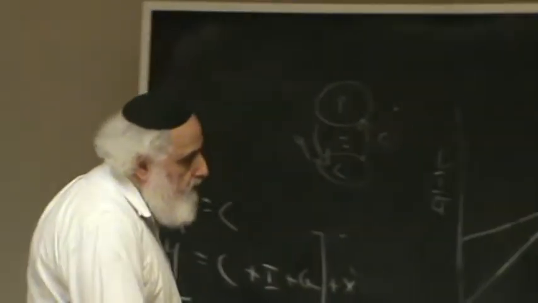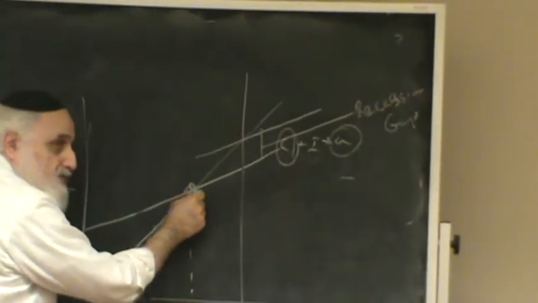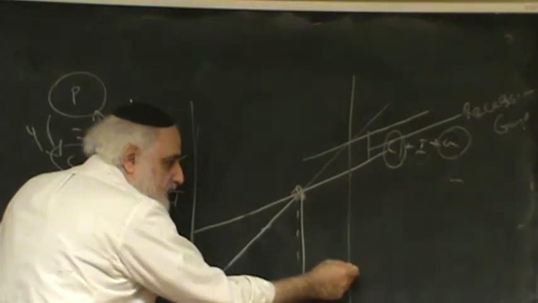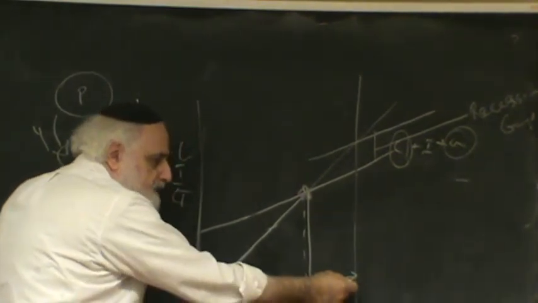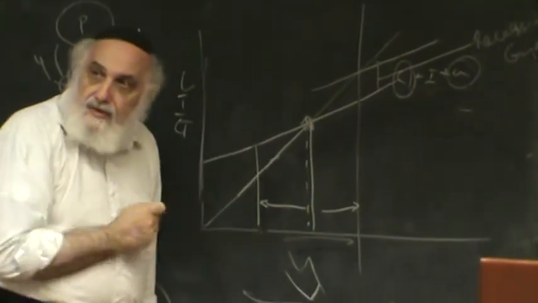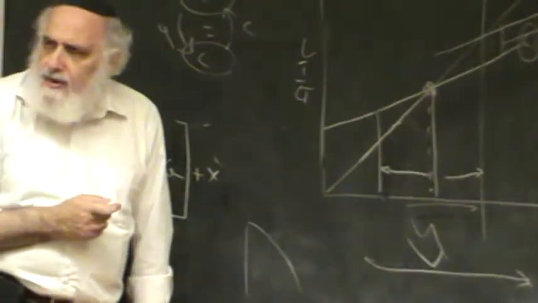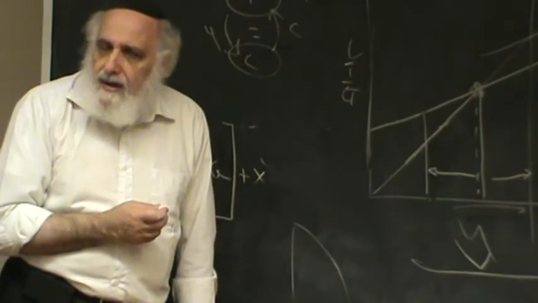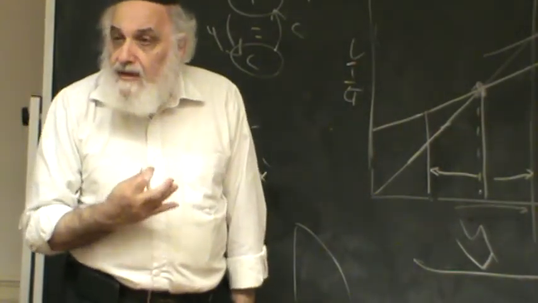By the same token, in the other direction, just because this is the equilibrium doesn't mean it's full employment. Full employment can be here. But by the same token, full employment can be below the equilibrium. So you ask me, how can full employment be below the equilibrium? How is it possible?